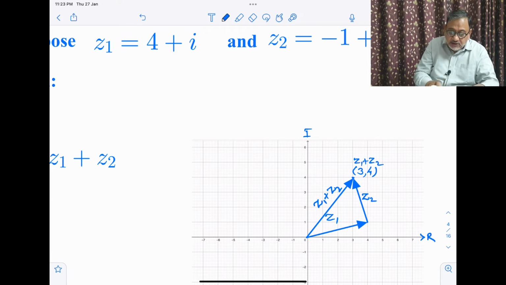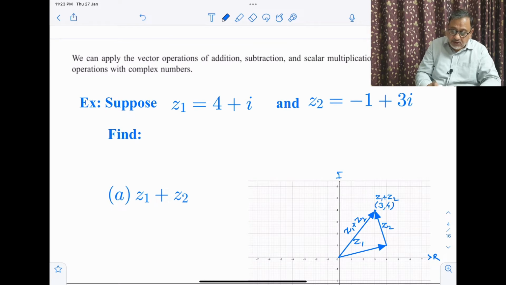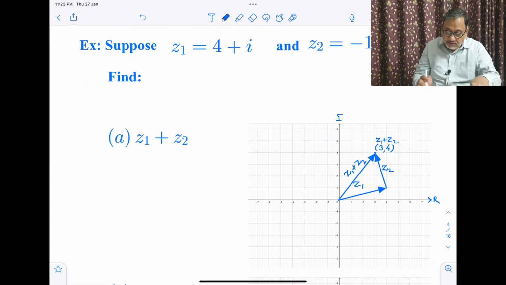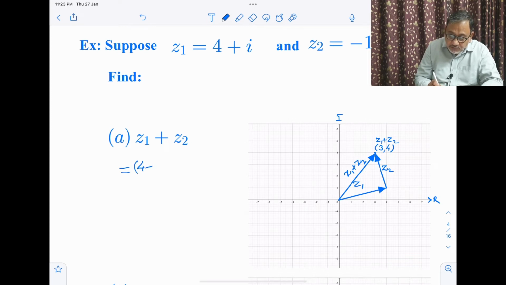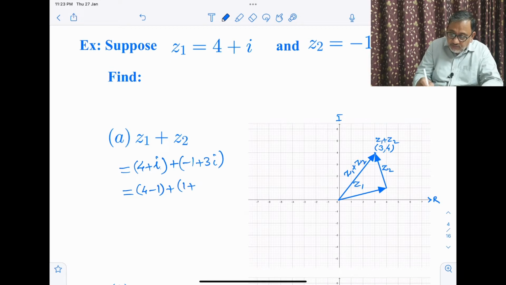Now I'll show you algebraically also because we have to show it by both methods, algebraic and graphics method. So look here, Z1 plus Z2. Z1 is 4 plus i and Z2 is minus 1 plus 3i. When you add, you will add the real part, because in the last lesson I have shown you, and you will add the imaginary part. In this place there is 1 only, and in this place there is 3. So 1 plus 3, and i will be common with them.